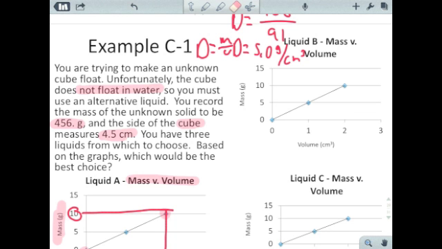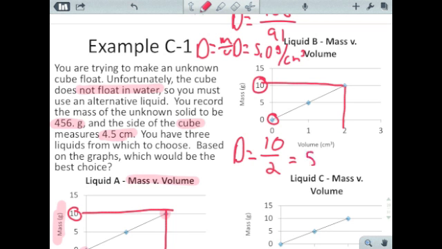Liquid B. When we're looking at that, again, here's our mass, here's our volume, because remember, using slope, the first point is going to be 0, 0. And so what we get is our density equals 10 all divided by 2. And we see that that will give us a density of 5, but we want it to float, so therefore it has to be greater than 5.